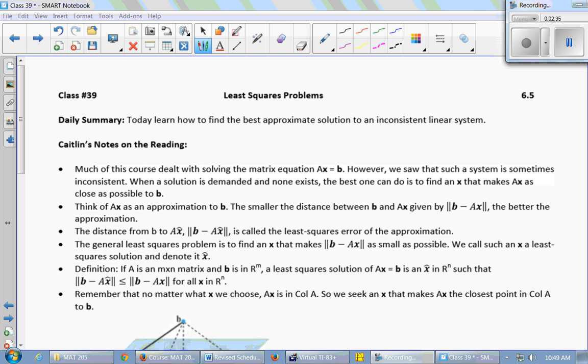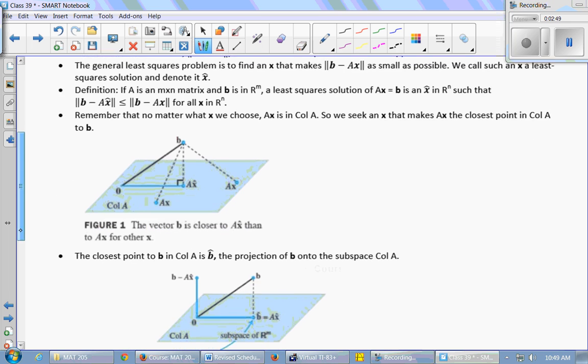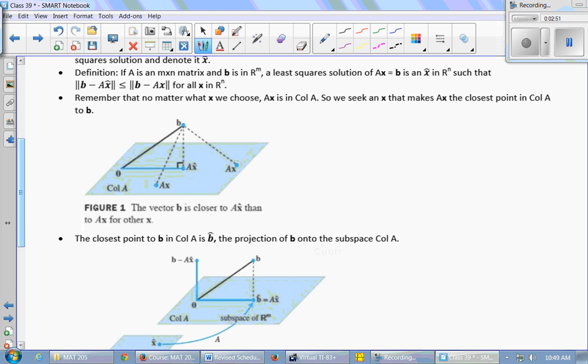So the general least squares problem is to find an x that makes the norm of b minus Ax as small as possible, the distance from b to Ax. We call such an x a least squares solution, and we denote it x hat. So here's the official definition of a least squares solution. If A is an m by n matrix and b is in Rm, a least squares solution to Ax equals b is an x hat in Rn such that the distance from b to A x hat is always less than the distance from b to Ax for every x in Rn.